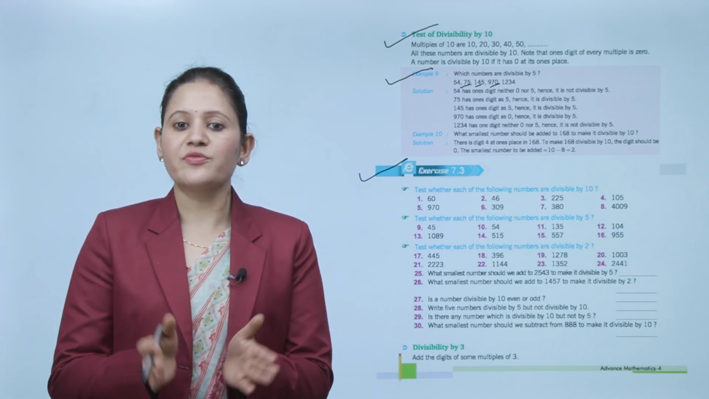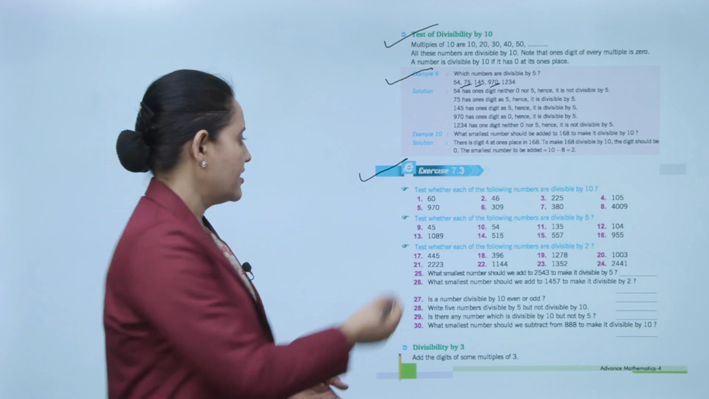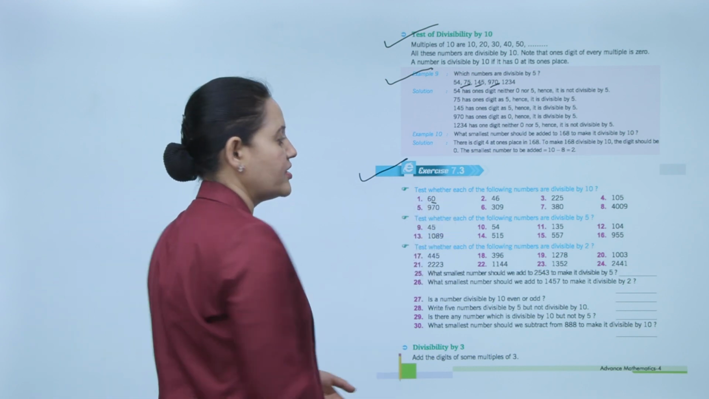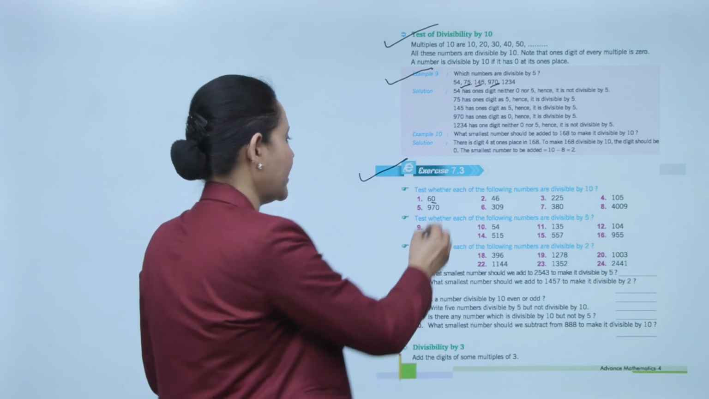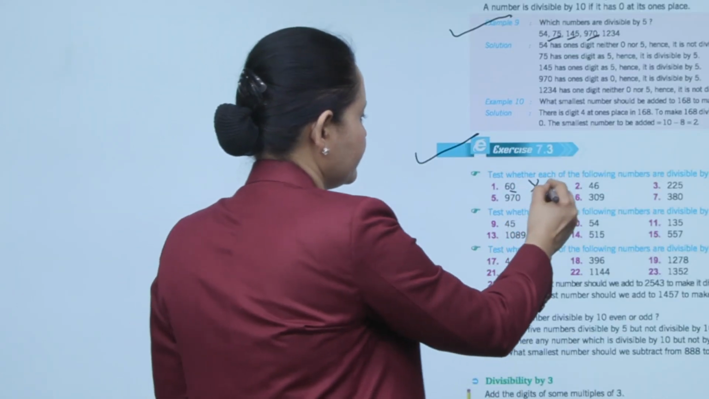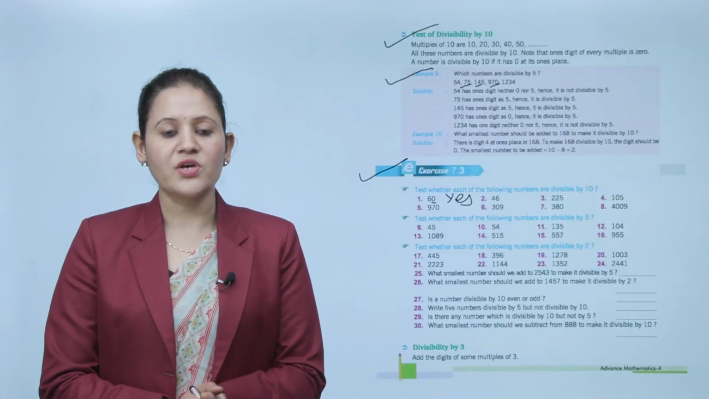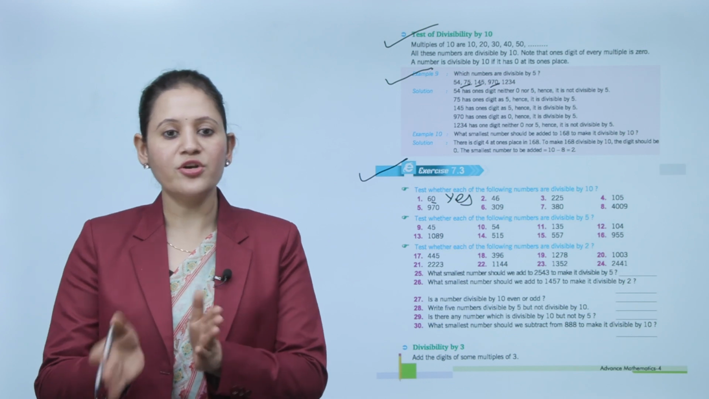Test whether each of the following numbers is divisible by 10. So the first number is 60. The unit digit is 0. That means this number is divisible by 10. So I'll write yes. Like this, this way we can check whether the given number is divisible by 10 or not.